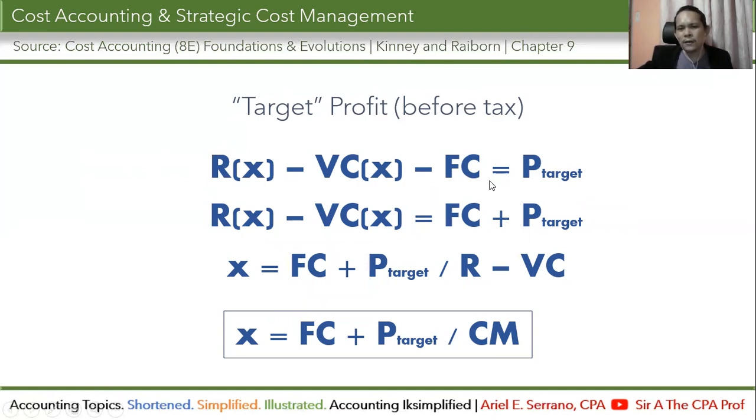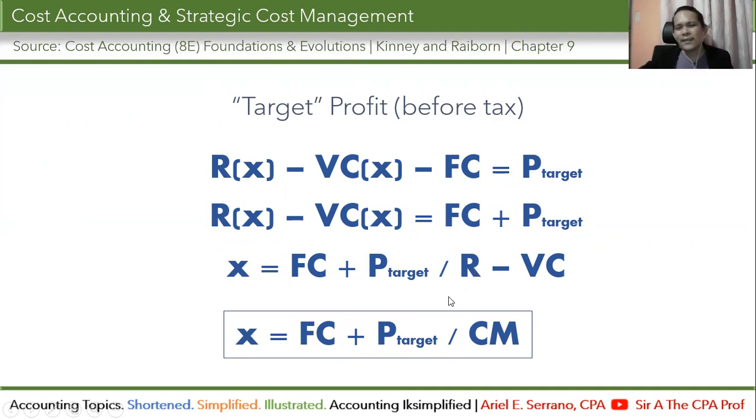Okay, laruin lang natin yung ating equation: Rx minus VCx equals FC plus profit, yung target profit natin, wherein eto yung FC dito, yung fixed cost mo, transfer natin sa kanang bahagi. Okay? And then removing the R minus VC, X will be equals your fixed cost plus target profit divided by your R minus VC, which is your contribution margin.